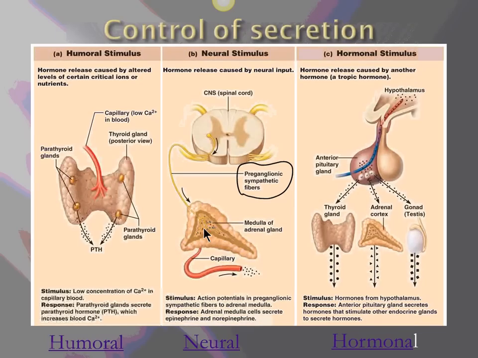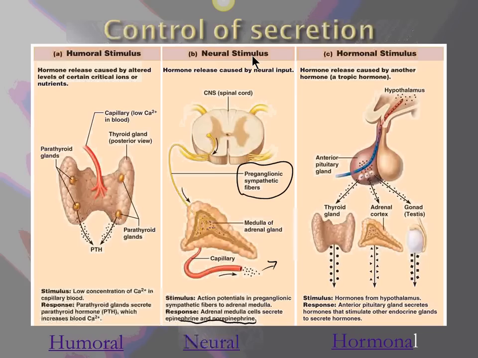And the medulla of the suprarenal gland produces hormones called epinephrine and norepinephrine. So it produces these two hormones, epinephrine and norepinephrine, which go into the bloodstream and they bring about their action. So here can you see the stimulus for secretion was through nerve impulses. So that's why this is called a neural stimulus.